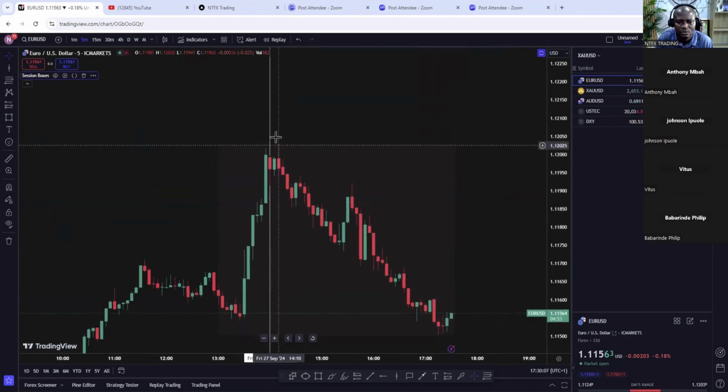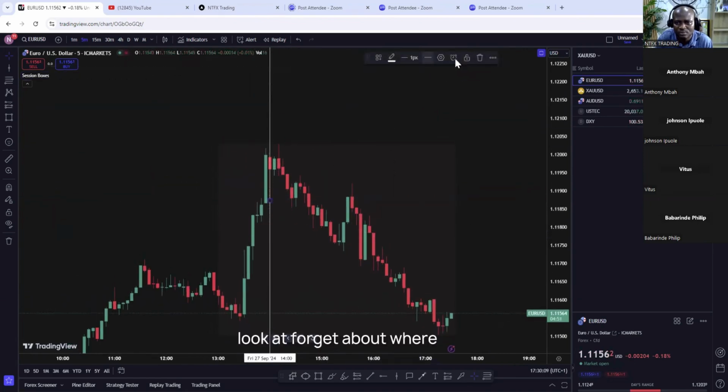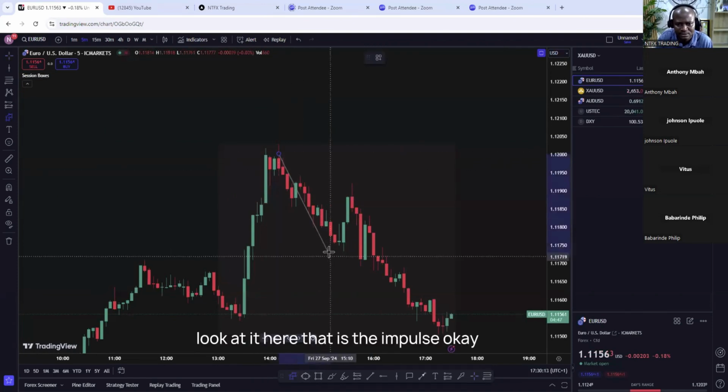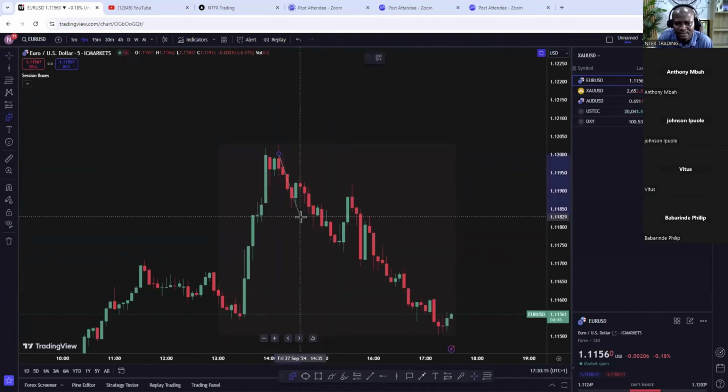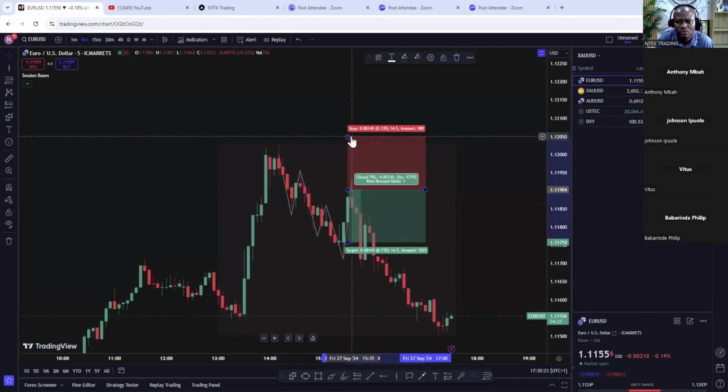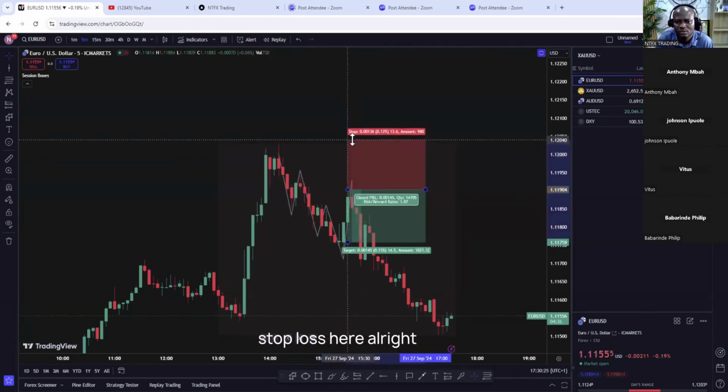Okay, forget about where this one is. That is the impulse. Look at it here. That is the impulse. Okay, that is the impulse. Look at my entry. Boom. Stop loss here. All right.